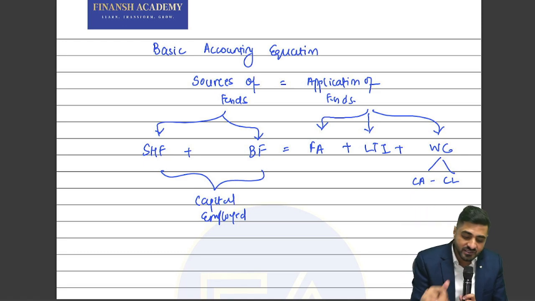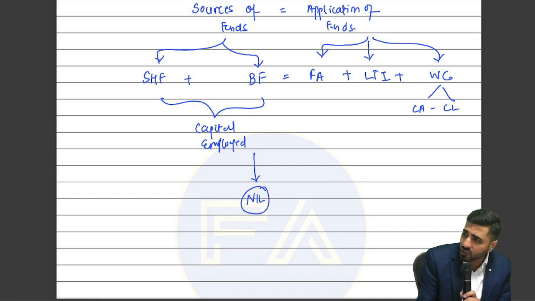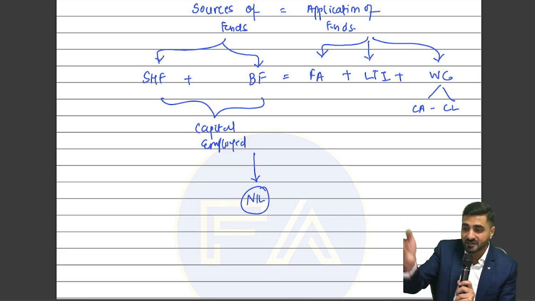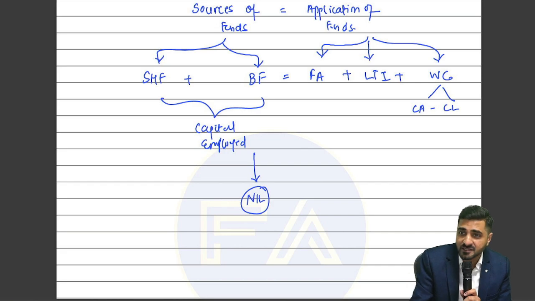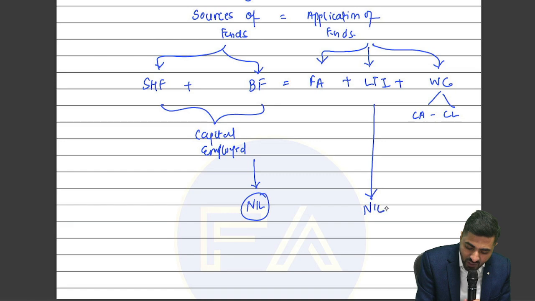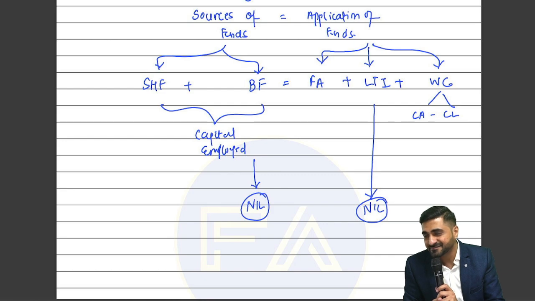No information is given to you. Can I assume that borrowed funds is nil? Come on, if no information is given, can I assume there are no borrowed funds? Again, can a company operate without fixed assets? Can you operate without plant and machinery, furniture, fixtures, etc.? But can a company operate without long-term investments? Of course. So if no data is given, can long-term investments be zero? But can a company operate without working capital? No.